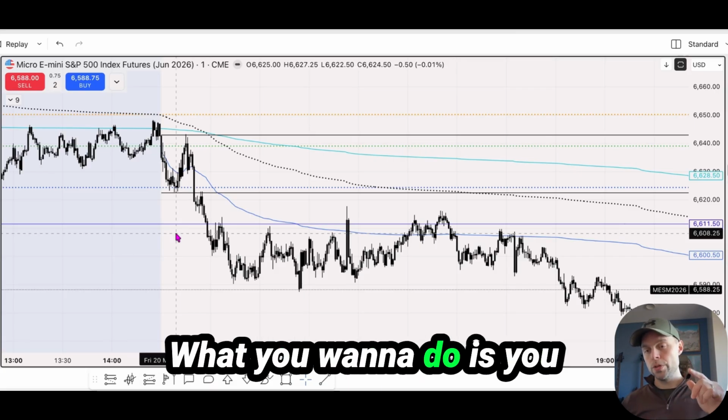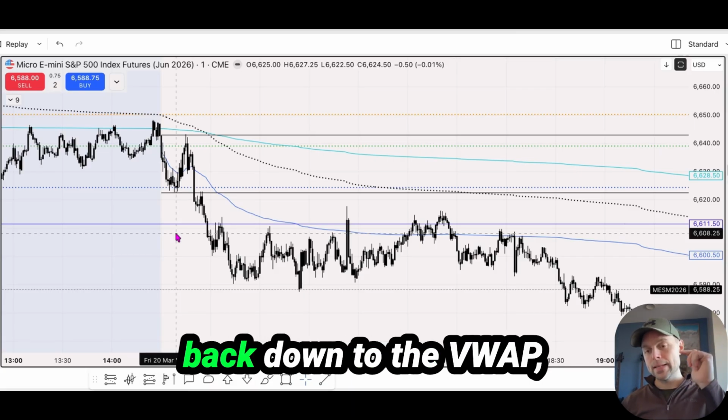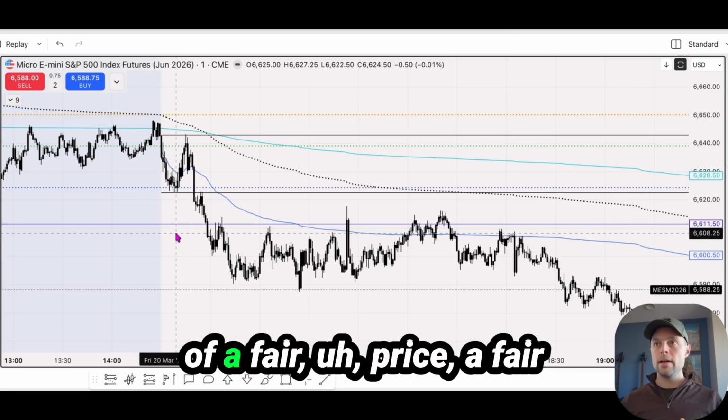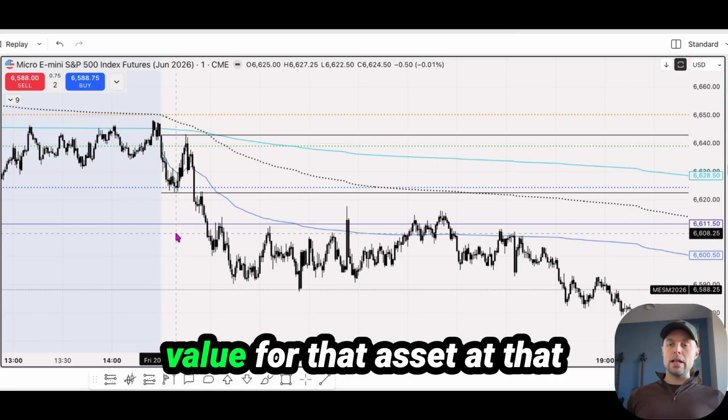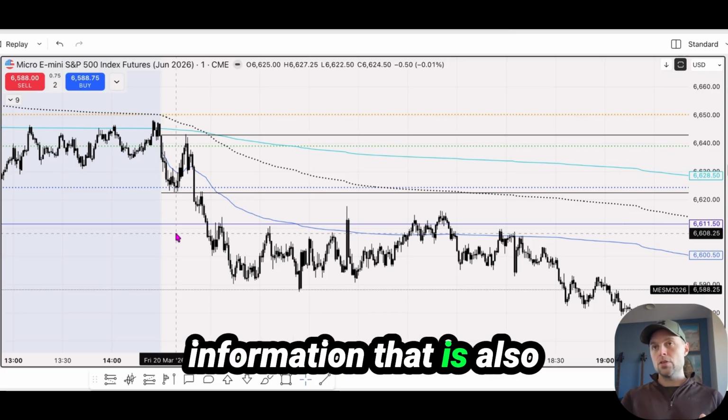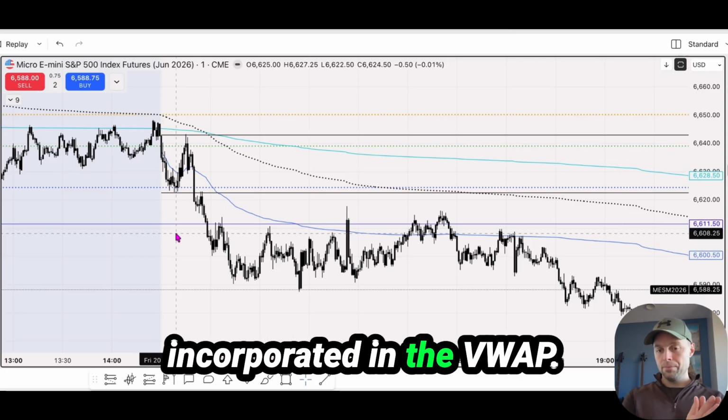What you want to do is wait until price comes back down to the VWAP, because the VWAP, as I said, is a representation of a fair price, a fair value for that asset at that current time, with the volume information also incorporated in the VWAP.